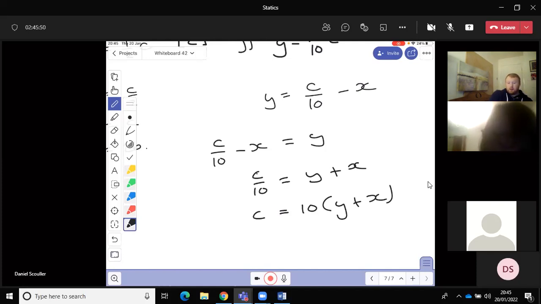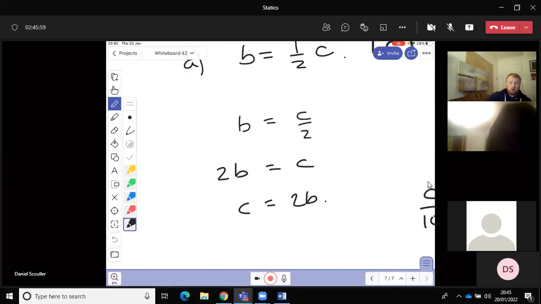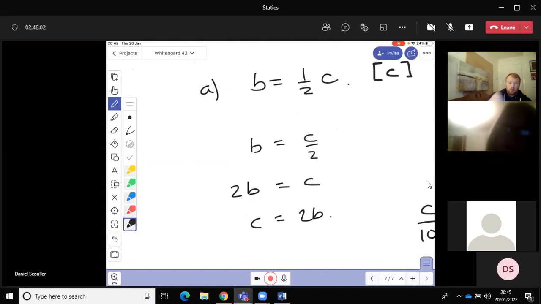Daniel, sorry, before you move on, can I just ask, why does the half become a 2 in that first question? Because a half is just 1/2, so it's just C over 2 in this one. You've got 2B equals C. I was just wondering how we get from a half to 2, because 2 is a whole number, isn't it?